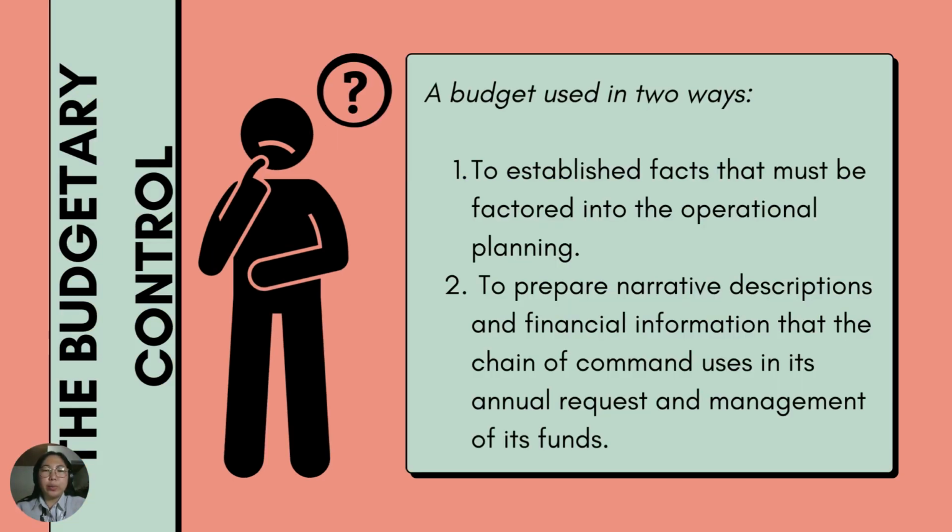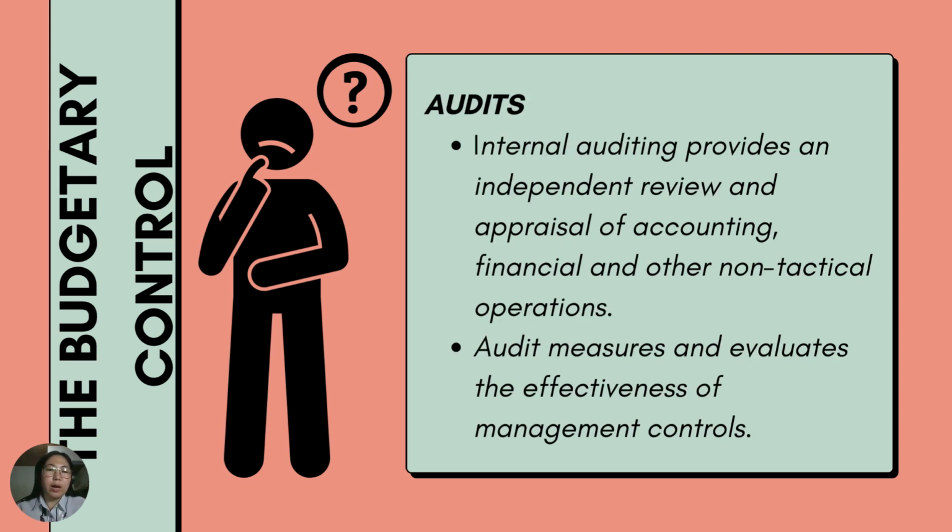The budget is used in two ways: first, to establish the facts that must be factored into the operational planning, and second, to prepare narrative descriptions and financial information that the chain of command uses in its annual request and management of its funds. And on audits, internal auditing provides an independent review and appraisal of accounting, financial, and other non-tactical operations, and it measures and evaluates the effectiveness of the management controls.